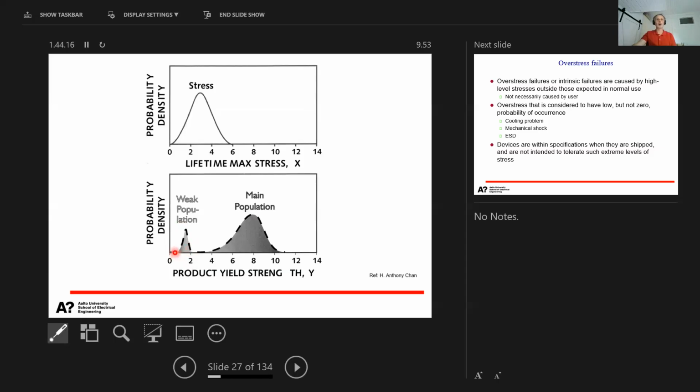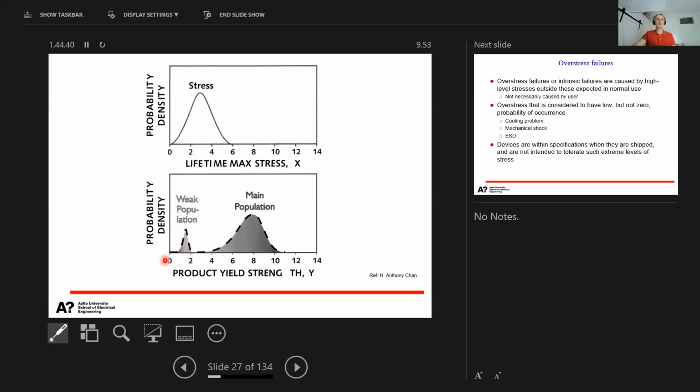First of all, we want to avoid the production of these, but we also want to avoid that these enter the customer. So we want to find these, and stress screening is used for that. We'll come back to that in the second part of the course.